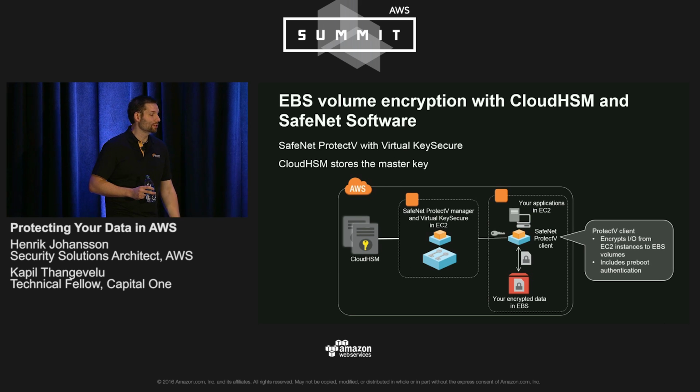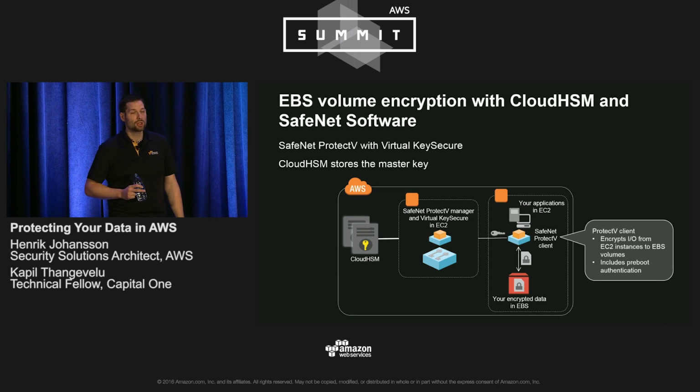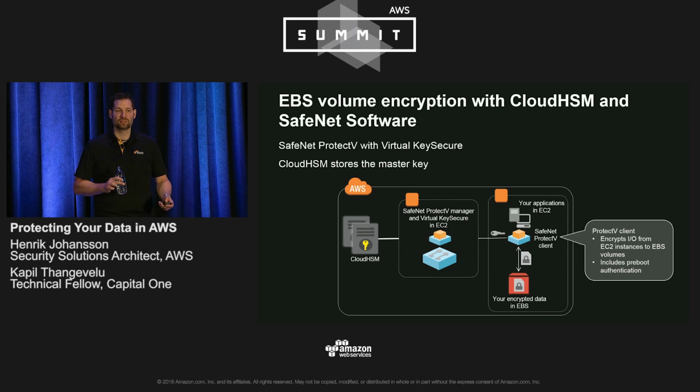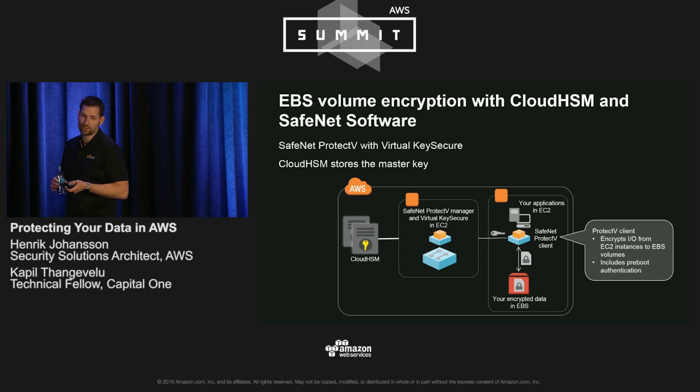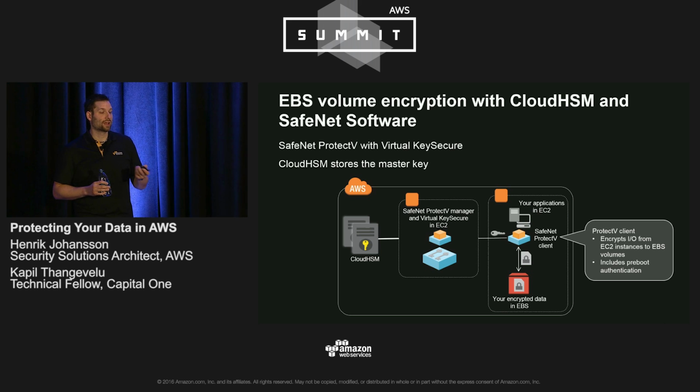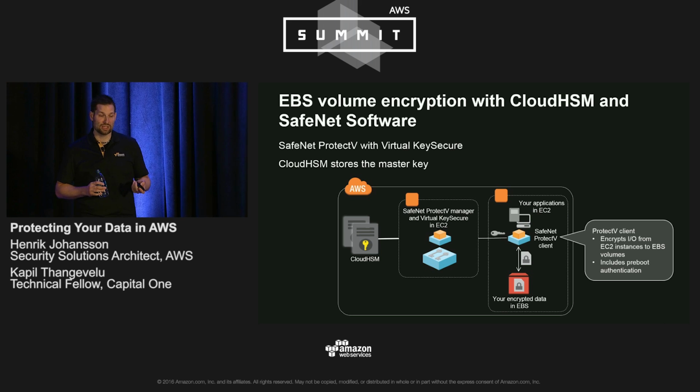Another quick example, using CloudHSM to do EBS volume encryption. So this is when you don't want to use KMS to do direct volume encryption. In this case, it's using the SafeNet ProtectV and Virtual KeySecure, and then using CloudHSM to store the master key.